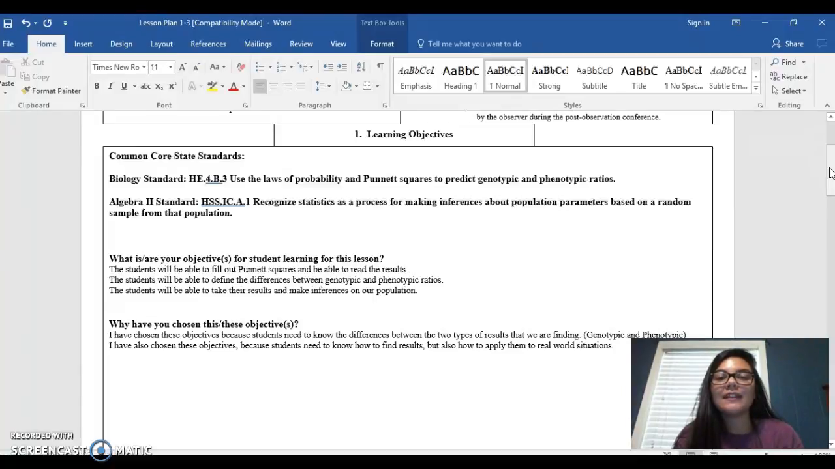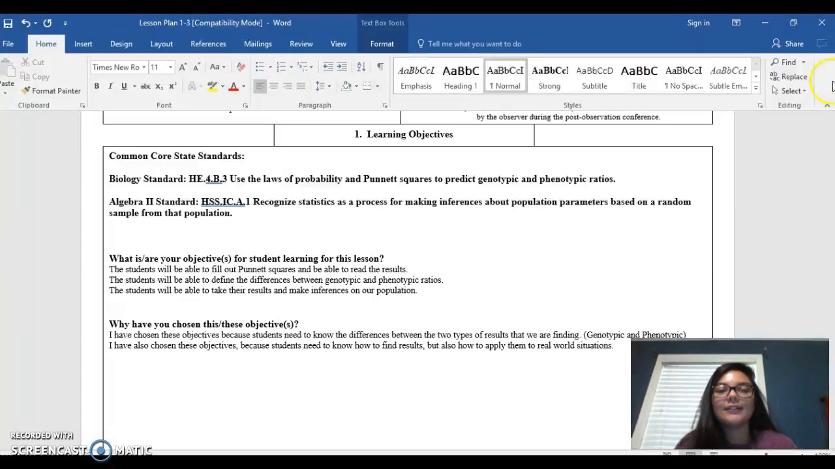I thought these standards paired really well with each other because through Punnett squares we're able to get ratios that can predict our population and the genes that our population shows.